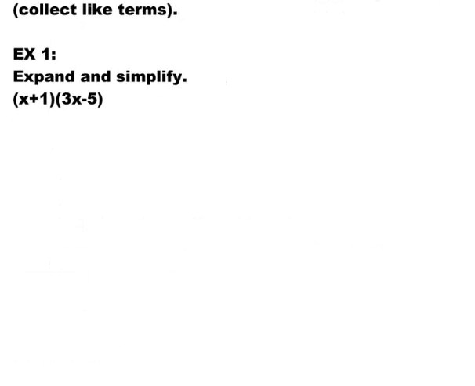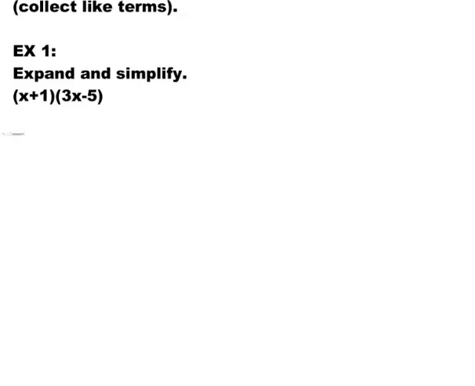Let's do the first example. Let's say we have to expand and simplify x plus 1 times 3x minus 5. The way we do it is that we are going to follow the arrow. The first term of the first binomial multiplied by each term of the second one, so we get 3x squared minus 5x, and then 1 multiplied by 3x and 1 multiplied by negative 5, we get plus 3x and negative 5.